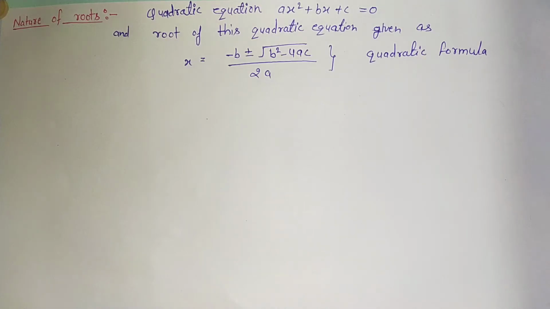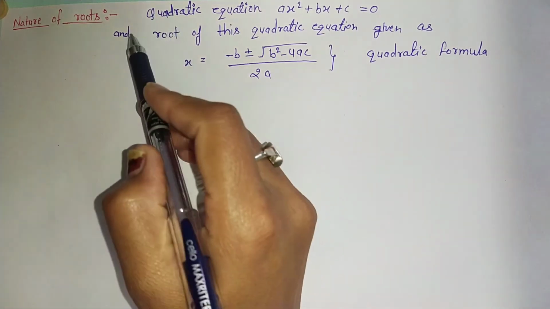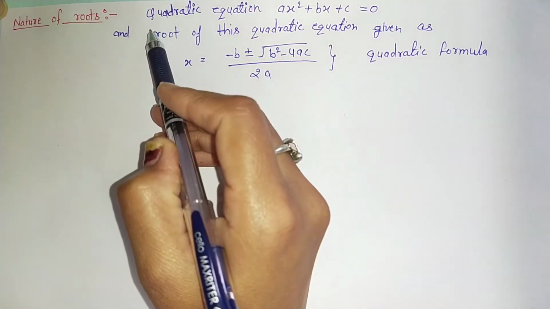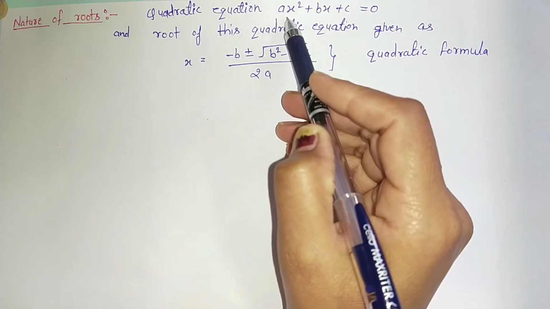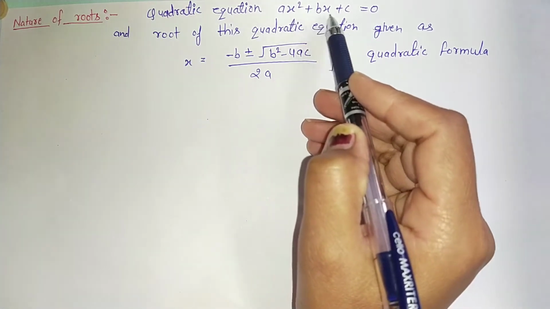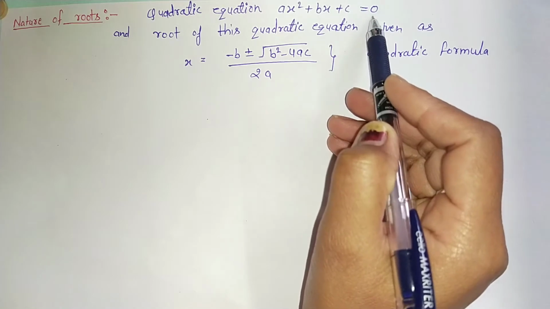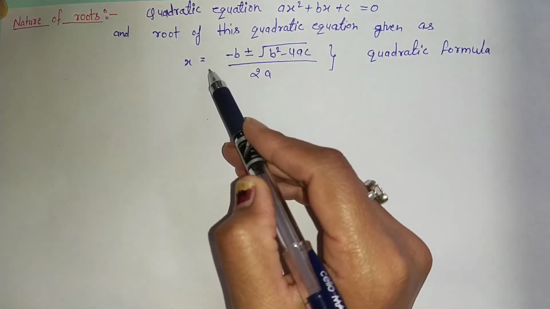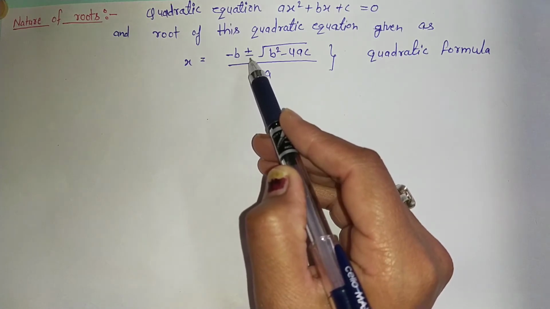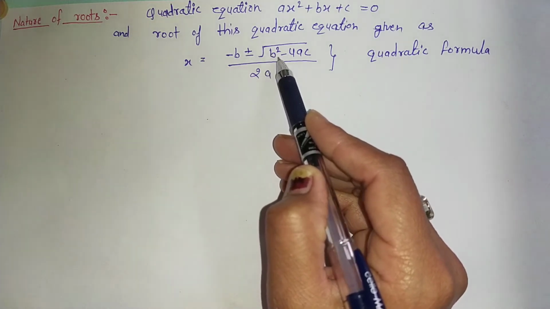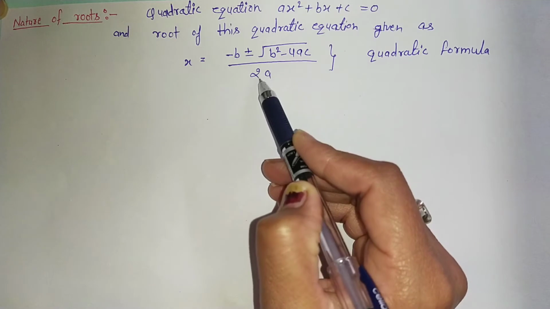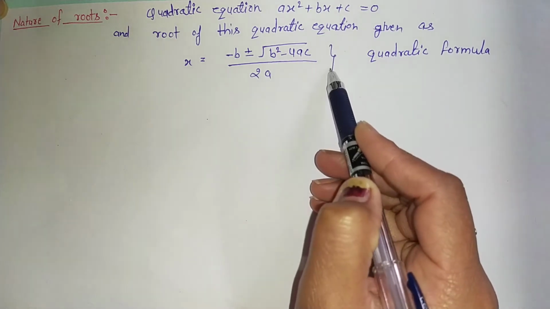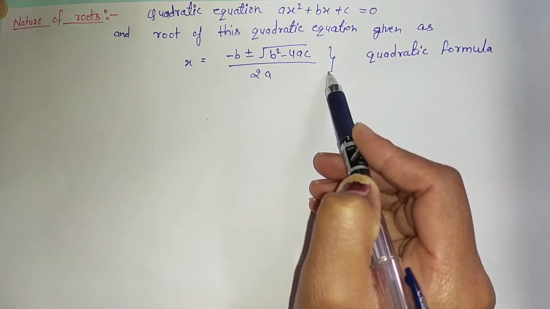Hello everyone, today we are going to start a new topic, that is nature of roots. We know that a quadratic equation is ax squared plus bx plus c equal to 0, and the roots of this quadratic equation are given as x equal to minus b plus minus square root of b square minus 4ac upon 2a, and this formula is known as the quadratic formula.